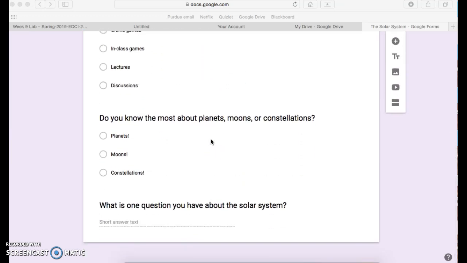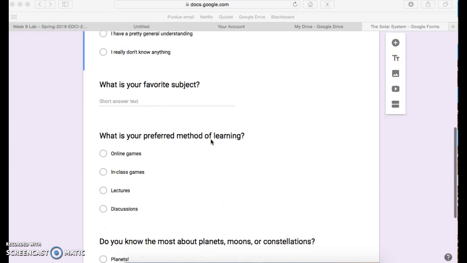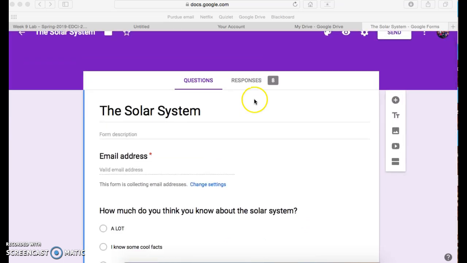And then I also asked them what question they would have, so then I wanted to aid to their curiosity and answer their own specific questions so they are more engaged in the lesson.